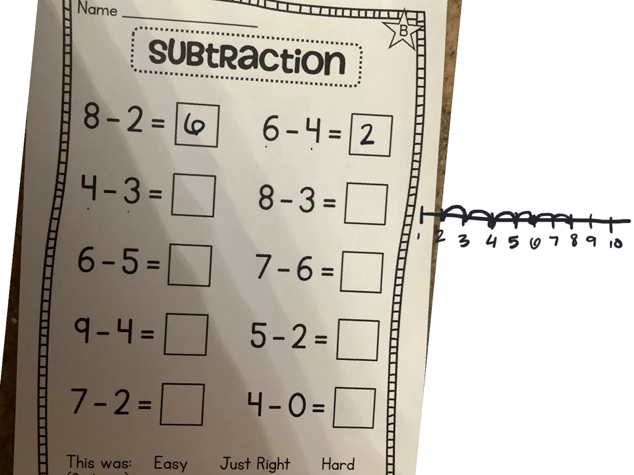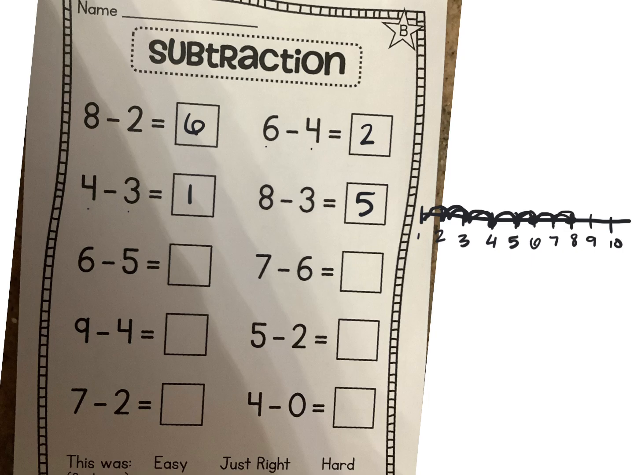The next one is 4 minus 3. So I put my pencil on 4 and I count back 3. 1, 2, 3. And what did I land on? 1. Good. Next one, I will start on 8 and I count back 3. 1, 2, 3. And I stopped on 5.